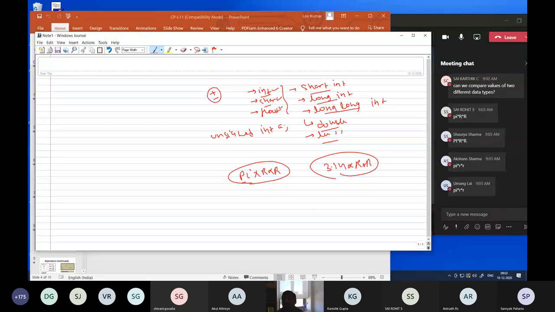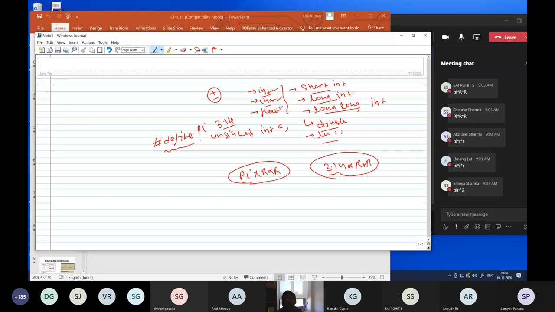So in the program, if you write pi r square, it becomes easier to understand as compared to writing 3.14 into r into r. In this case, before starting the program, we are going to define one value. So we write #define pi 3.14. Before the program, after the #include stdio.h, we write #define pi 3.14.